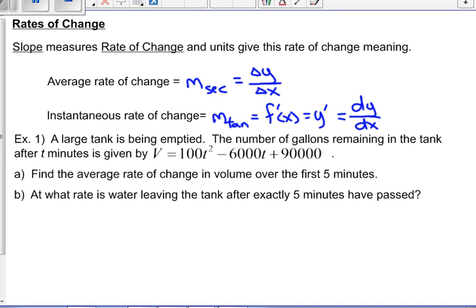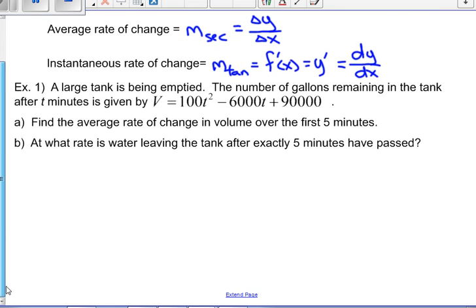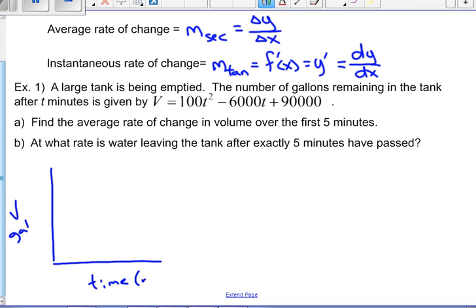So here's an example. We've got a large tank that's being emptied. The number of gallons remaining in the tank after t minutes is given by this formula. We want to find the average rate of change of the volume in the tank over the first 5 minutes. Okay, well, if I were going to graph this, I might put volume over here in gallons and time in minutes down here on the x-axis. And I would be interested in what happens at 0 minutes.